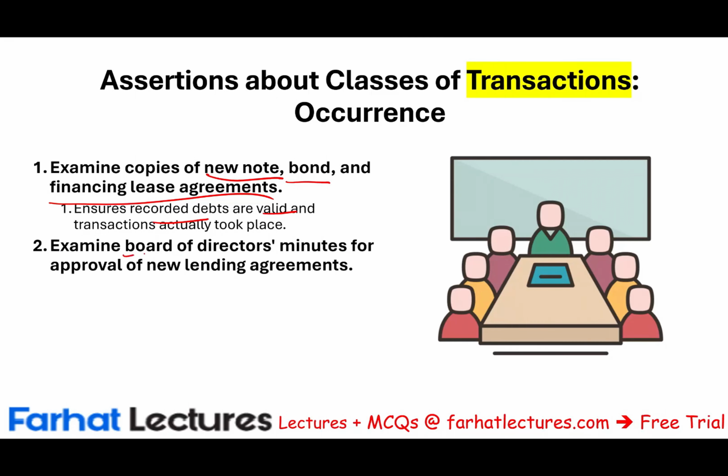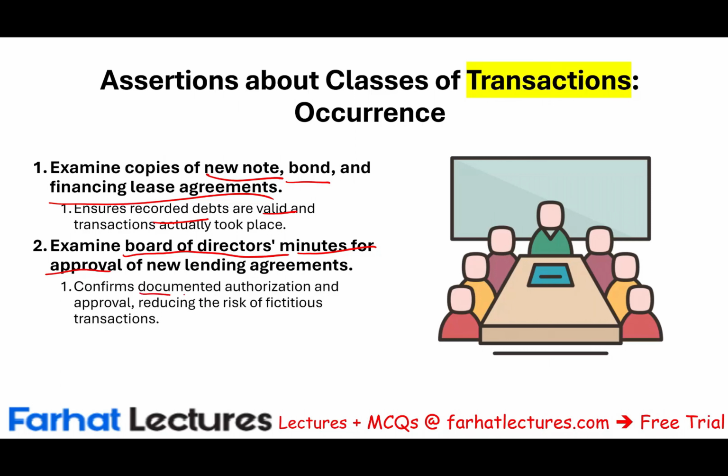We could also examine the board of directors minutes for approval of the new lending agreement. We want to make sure that there is an agreement, there is an authorization. Remember, we talked about authorization in the internal control session. This loan was authorized. Here we confirm documented authorization and approval, reducing the risk of fictitious or fraudulent transactions, because again, no company would record a loan that they don't really have. So this is what we do for occurrence.